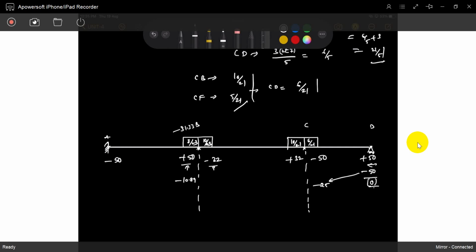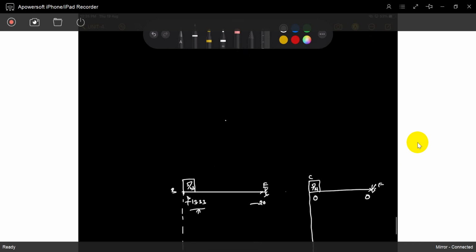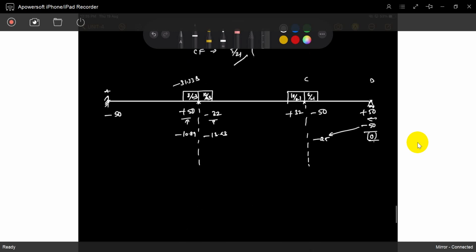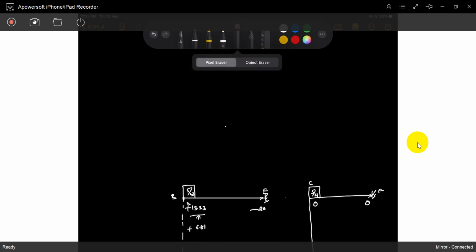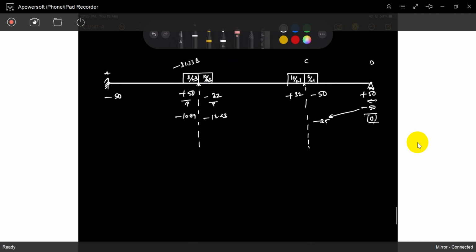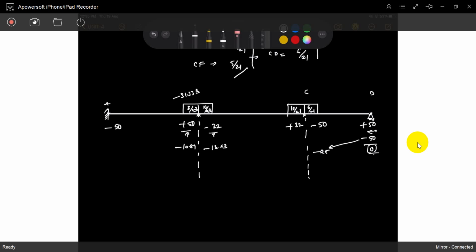13.62 for BC. And what is the portion for BE? It's 5 by 23. It's a plus 6.8. Plus or minus? Minus 6.8. Okay. We have to apply everything as minus, because the unbalanced moment is plus 31.33. We will apply minus 31.33, and it is distributed to BA, BC, BE based on distribution factors. That's it, na?